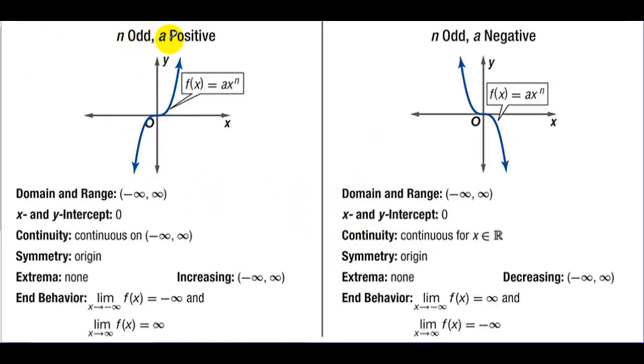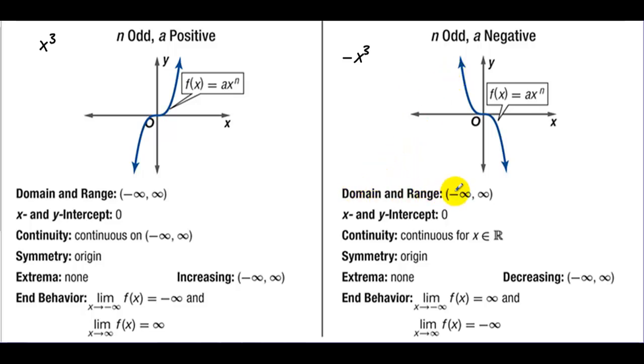When n is odd and a is positive, for example, we have x to the third, something like that, the domain and range is negative infinity to infinity. X and y intercepts are at 0. It's continuous everywhere. It's symmetric over the origin, which means it's an odd function. There are no extrema, and this function increases the entire time. The end behavior as we go to the left is negative infinity, as we go to the right is positive infinity.